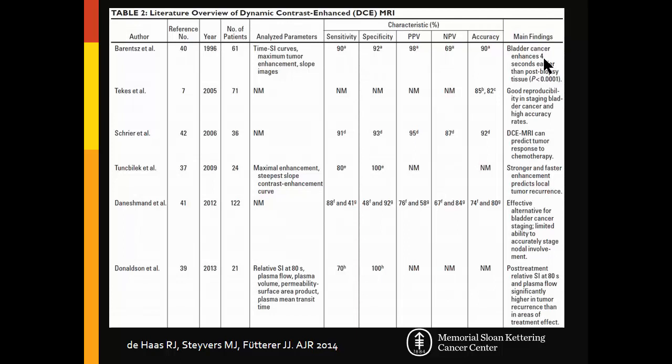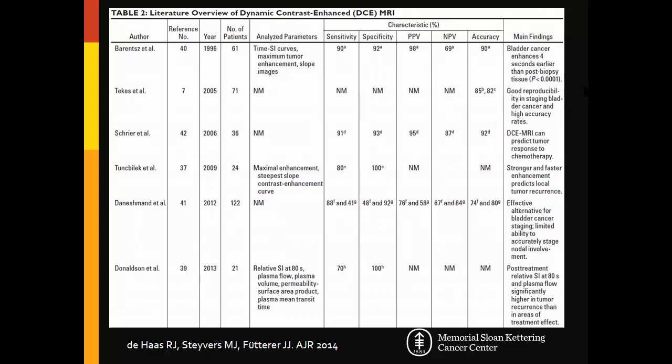And this paper, for example, showed that the bladder cancer enhances approximately, on average, 4 seconds earlier than post-biopsy tissue. So maybe some opportunity to exploit the concepts under dynamic contrast-enhanced MRI to our advantage. For the most part, if there is no inflammation, if there's been no transurethral resection, contrast is actually very good. It does improve the accuracy compared to T2.